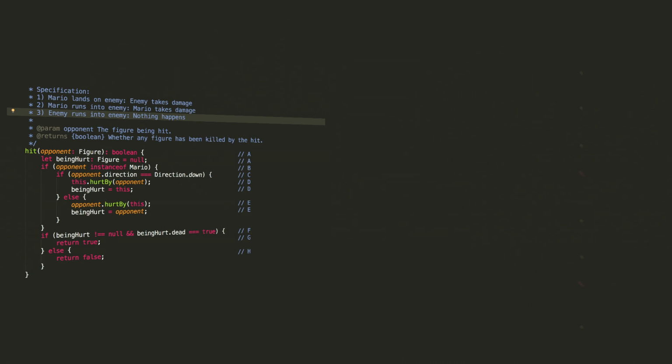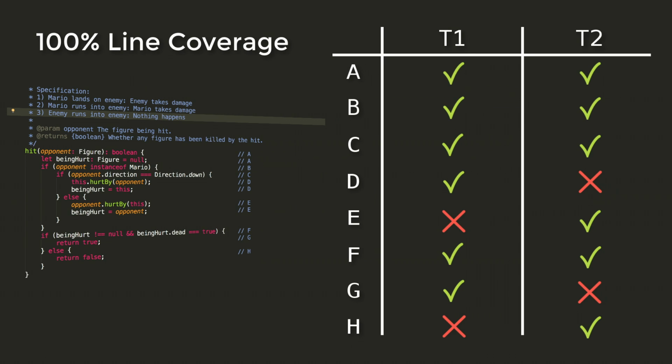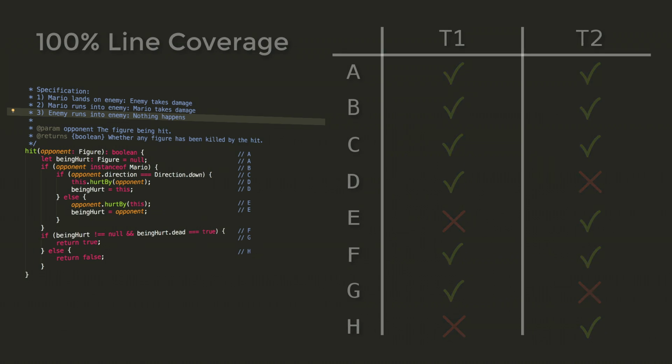Going back to the truth table, we can now see that these two tests together cover all of the lines of code within this function, which is fantastic. We've managed to achieve 100% line coverage.